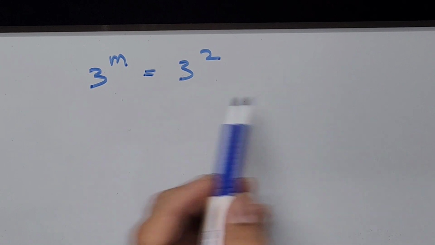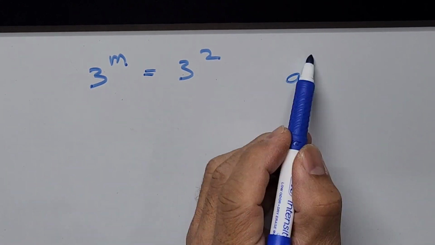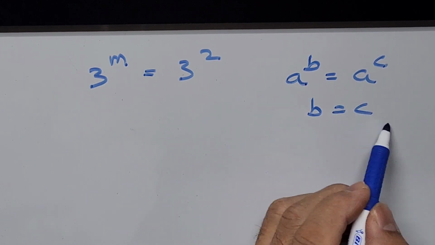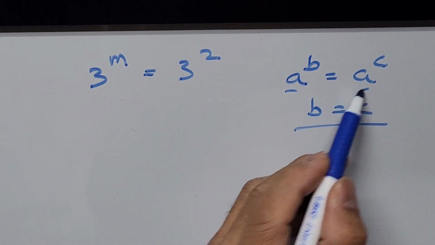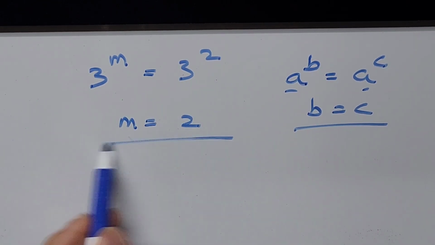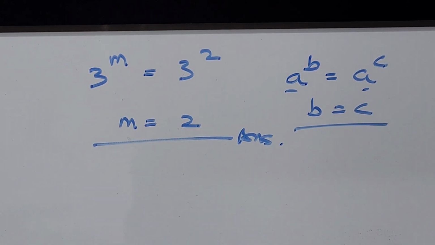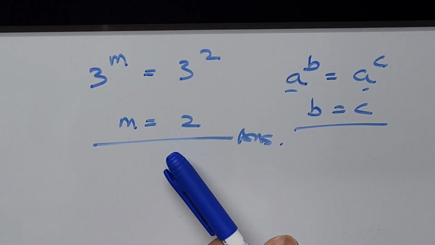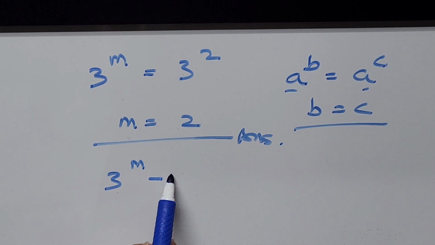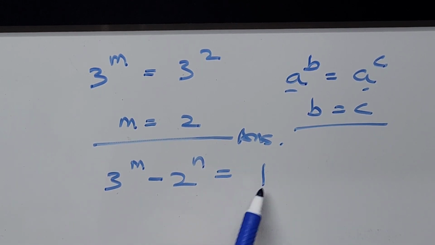So we have that comparison, that is a raised to b equals a raised to c, then b equals c, since we have the same base. So now the exponents must be the same. So m equals 2. So that's our answer. And from here, we substitute this value of m into the previous equation from earlier, 3 to the power of m minus 2 to the power of n equals 1.